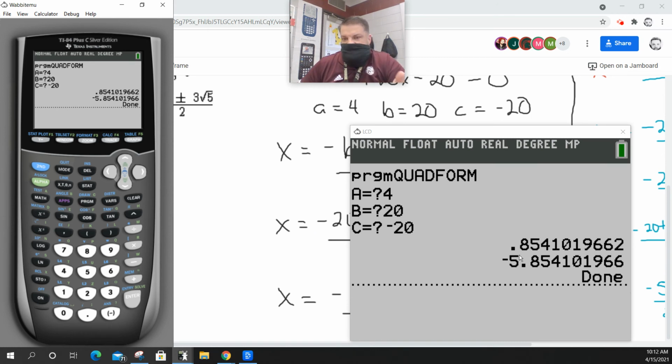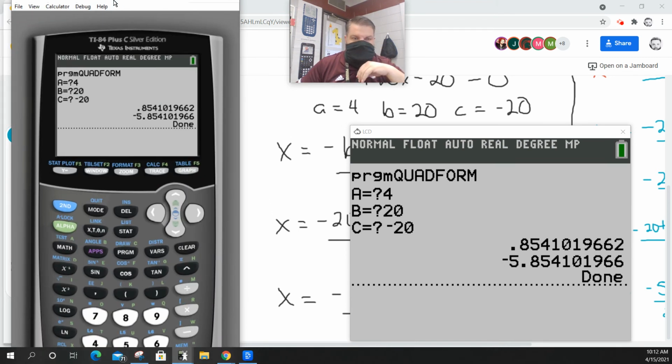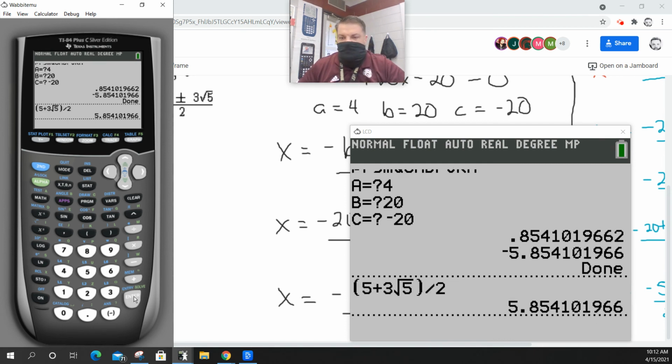All right, I got some numbers here. Well, how do I double check that? Well, I'm going to plug in the plus and the minus. So I'm going to say, we got to put the numerator in parentheses, negative 5 plus 3 times the square root of 5, close parentheses, divided by 2. Well, bam with the bacon sizzle.